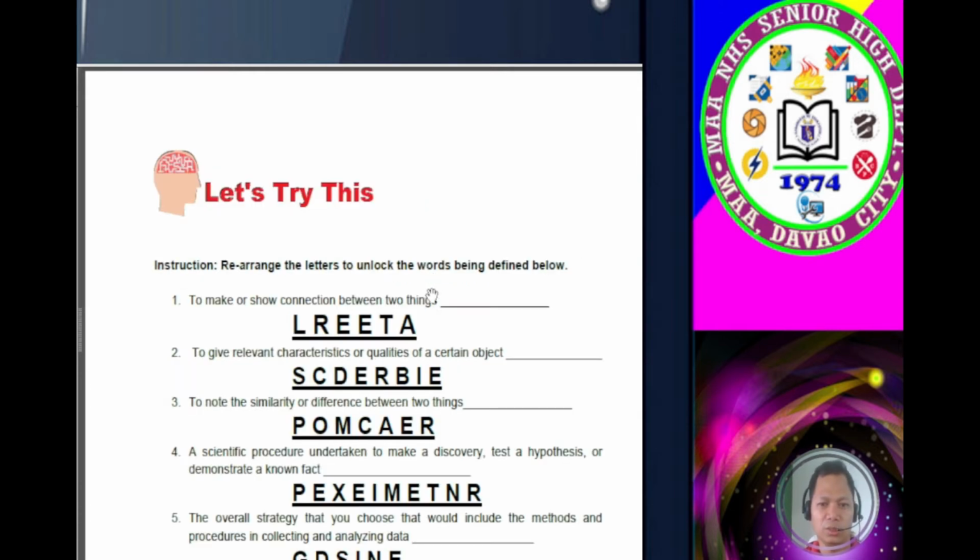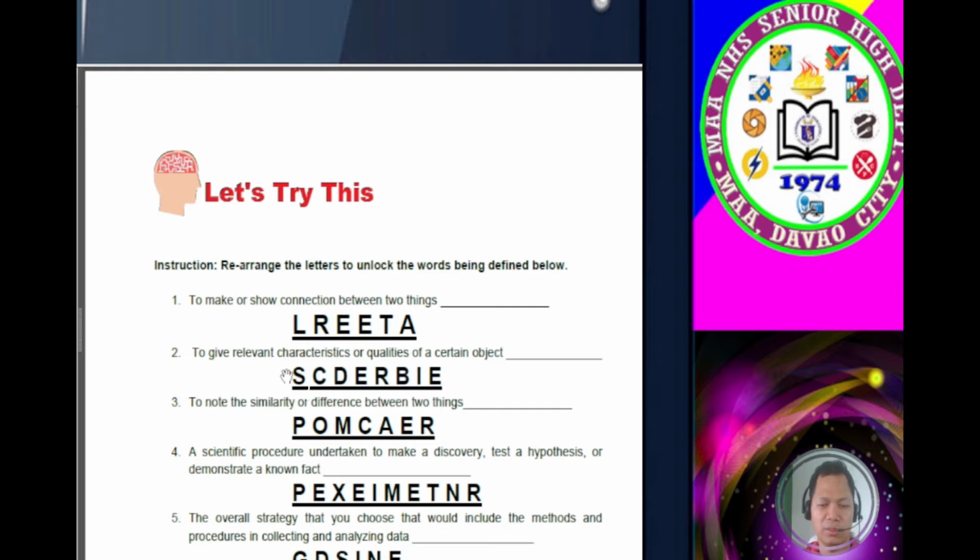activity. Here there are scrambled words. You will guess what the words are given this description. Example number 1, to make or show connection between two things. What's your answer? Correct, it is relate. Number 2, give relevant characteristics or qualities of a certain object. What's your answer? Correct, it is describe.